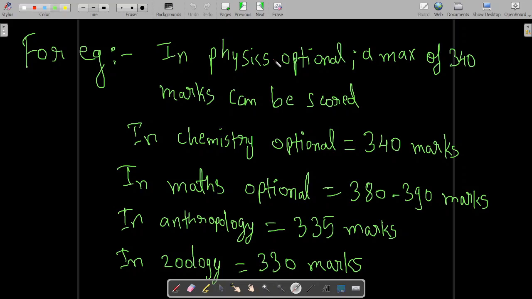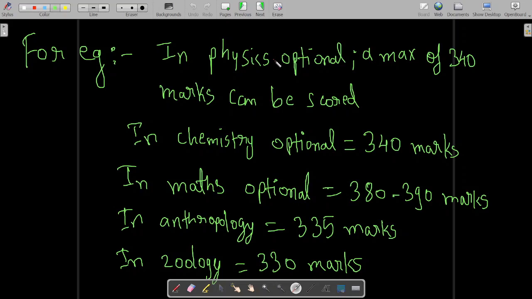But in science optional such as physics, the question which was asked in 1989, in 1985, in 1991, in 2008, in 2004, even that question will be relevant today in physics optional, or any other science optional, no matter how old the question is. Even 1990s questions will still be relevant to you. So that's why I keep saying that take science optionals in UPSC.